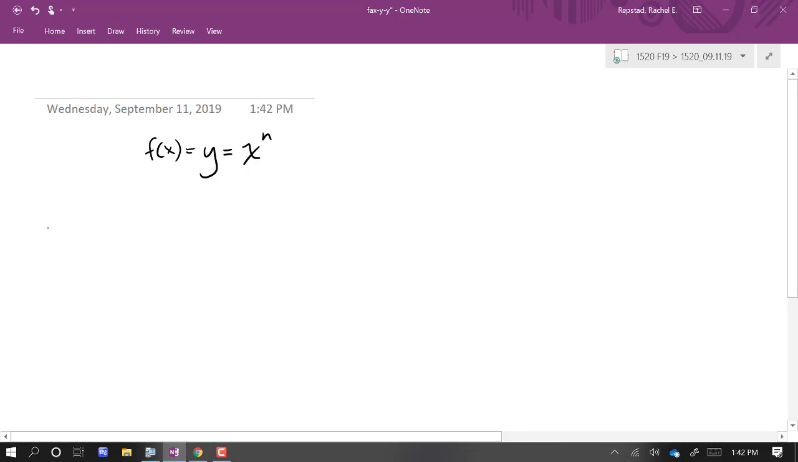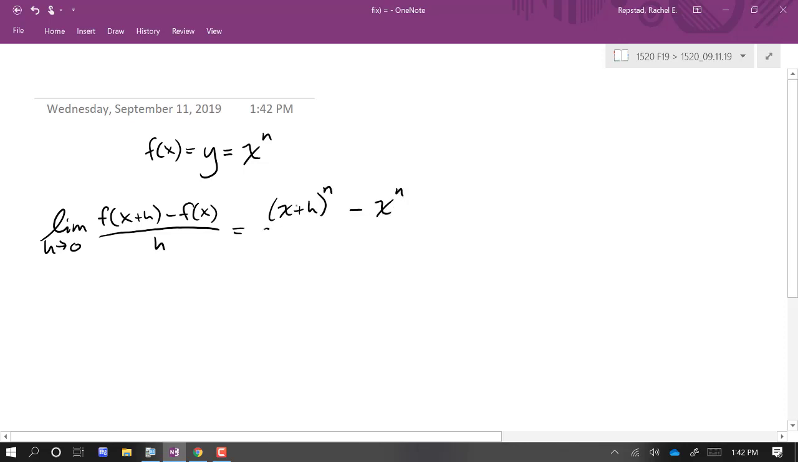So we want to find the limit as h approaches 0 of f of x plus h minus f of x, all over h. F of x plus h is x plus h to the n, minus x to the n, all over h. Now at first we have a bit of a problem because since we don't know what n is, how do we just FOIL it out?